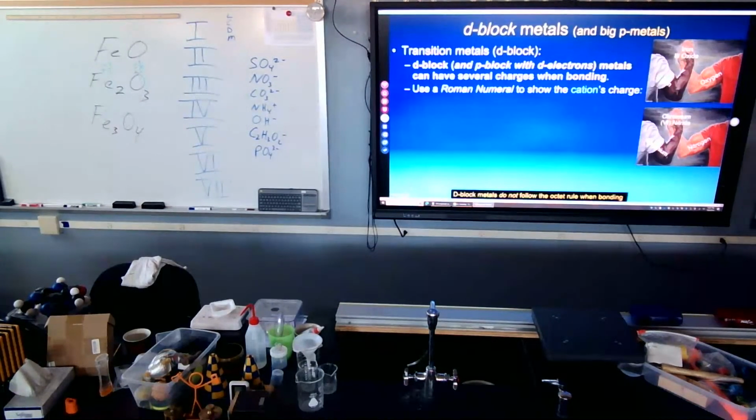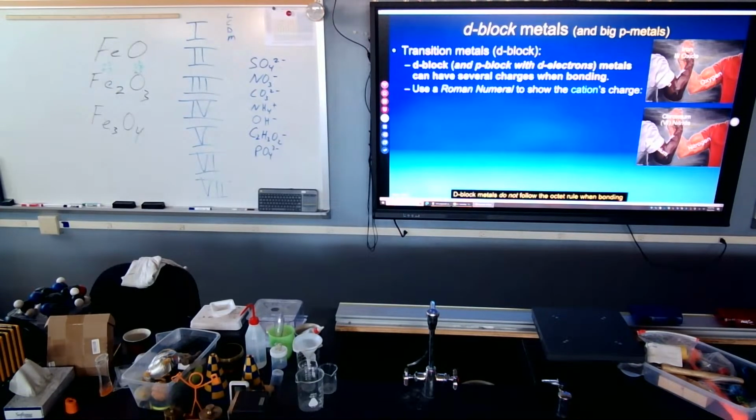Similarly, chromium 6 nitride. You have a chromium, which is Cr, and it's +6. You have a nitrogen, which is -3. So chromium 6 nitride is CrN2.